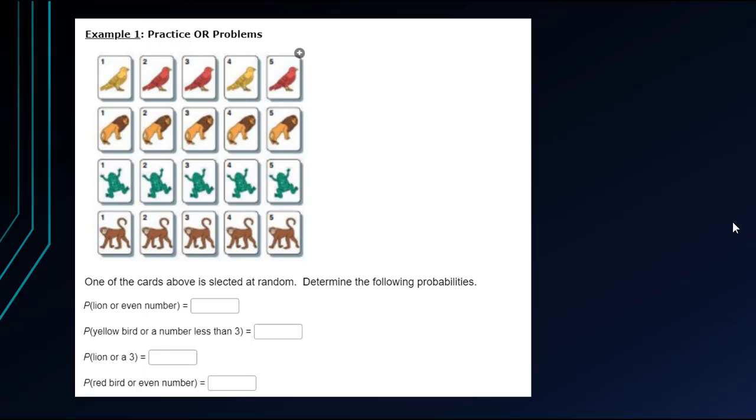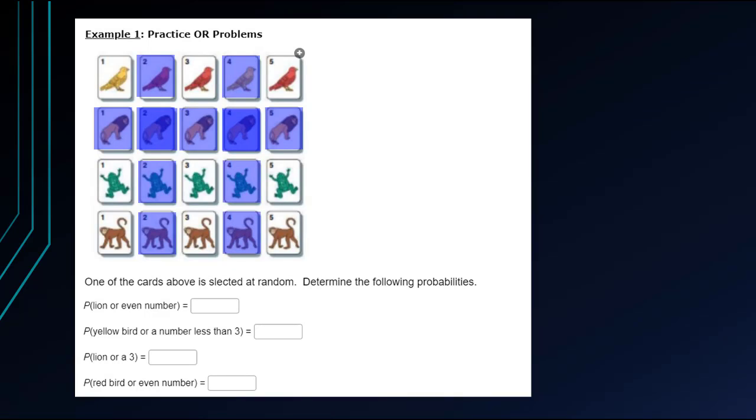The probability of getting a lion or an even number. Now, "or" means that one or the other can happen, or both. They don't both have to happen, just one or the other. So each one of these lion cards fits this category because they all have a lion on them. Each one of these is an even number, so these fit that as well. Notice that there are two cards that have a lion and an even number on it. It's being counted twice, but we're not going to really count it twice for our purposes. It meets both conditions, but I'm only going to count it once.